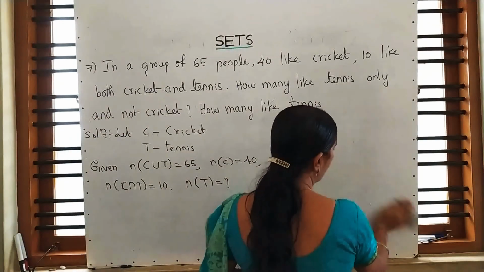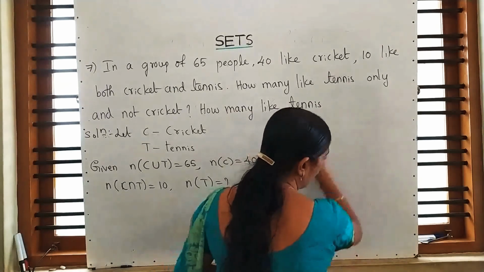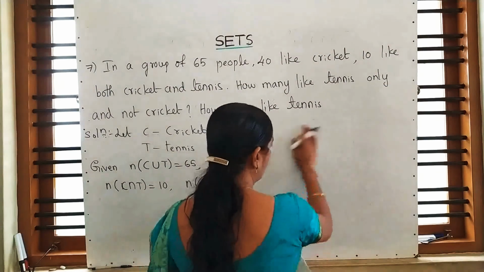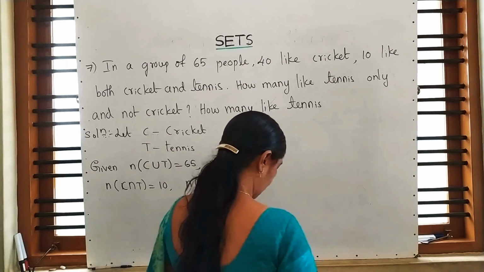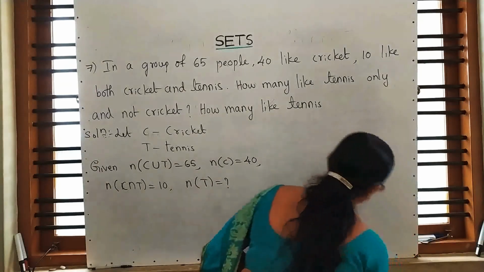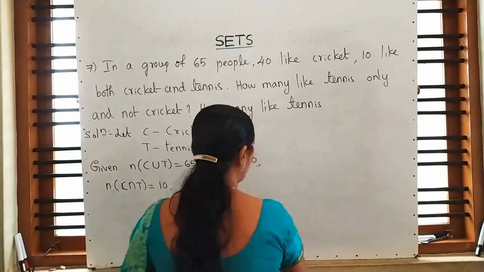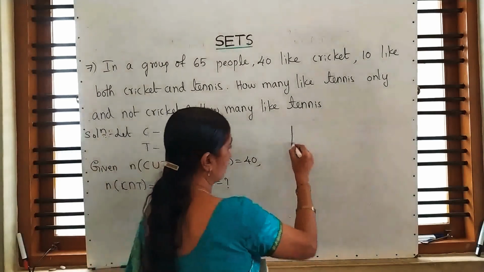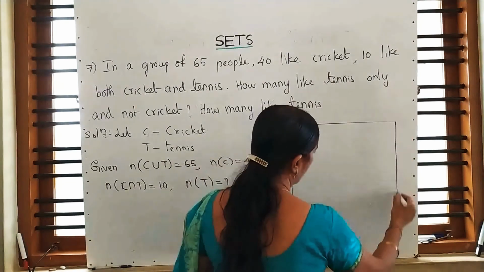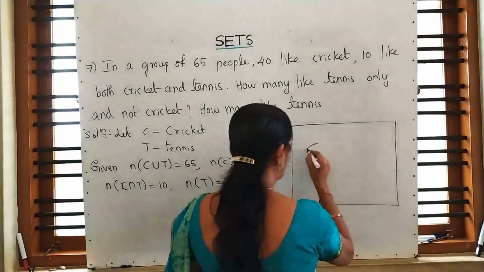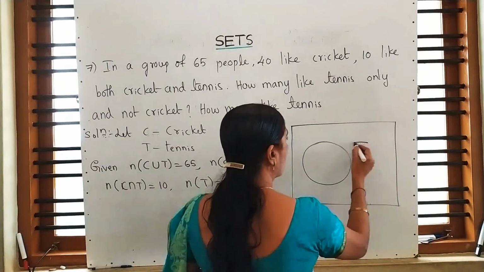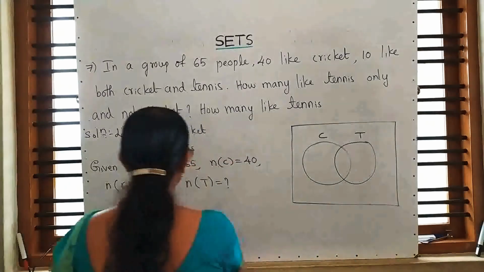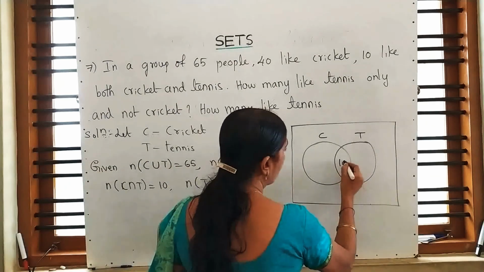As I told you, the figure is the easiest method to find the calculations. First I will explain through the figure. See, this is for cricket and this is for tennis. There are 10 common people who like cricket and tennis both.